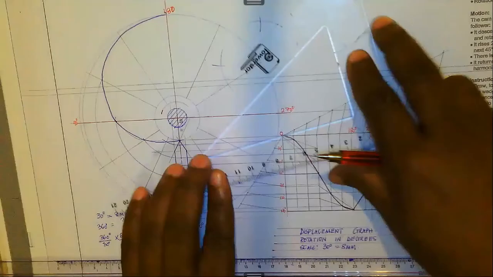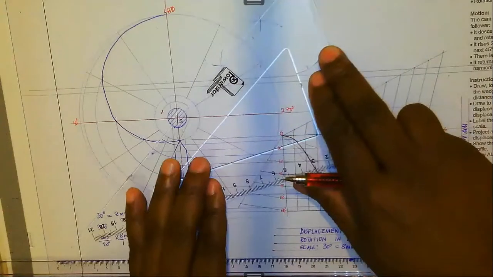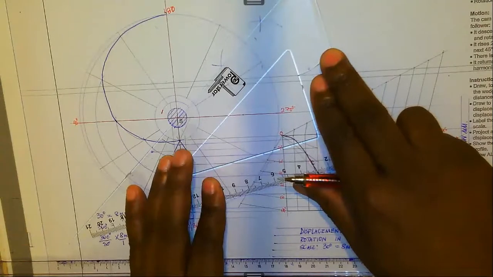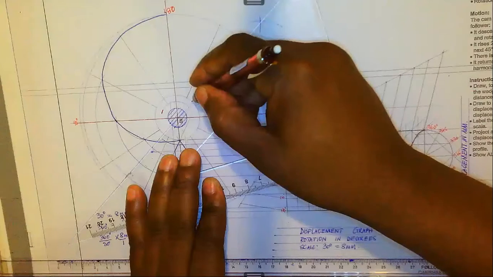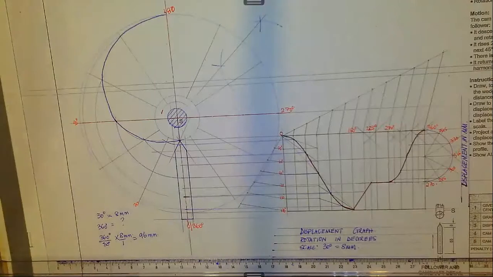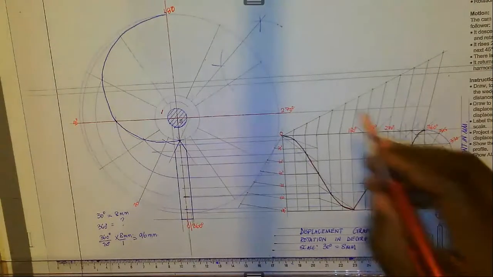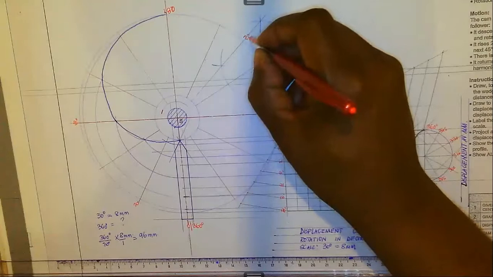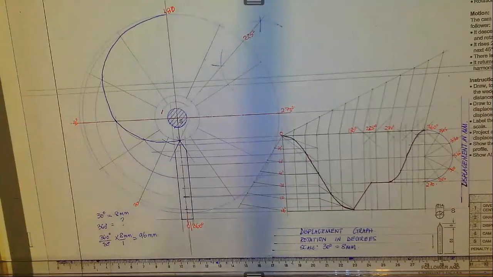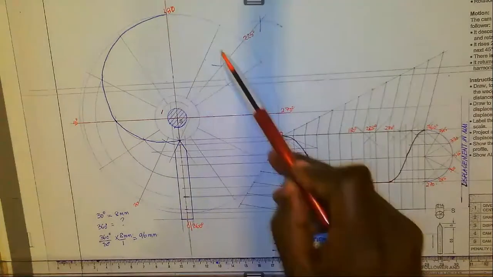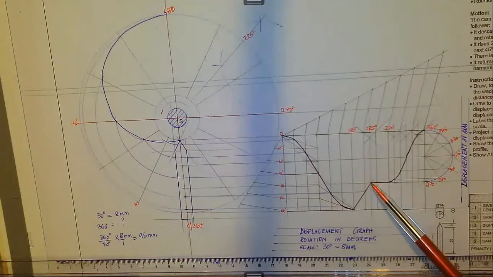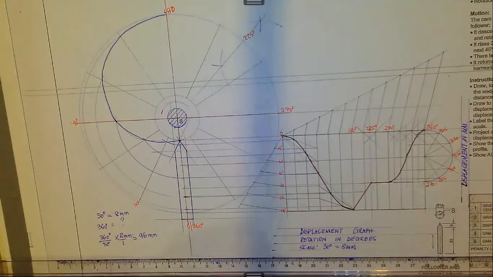Or you can simply use a 45-degree set square. This, and you draw a line like that. You also take note of this. This is 225 degrees. All right, okay. So from here up to this, you are going to rise, right? Then there's a dwell from 225. Let's first of all define that.